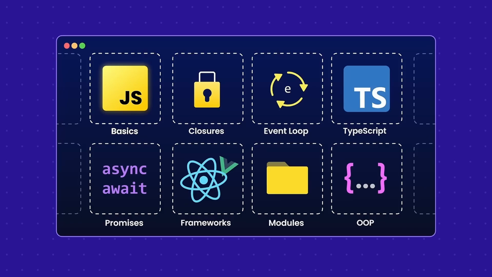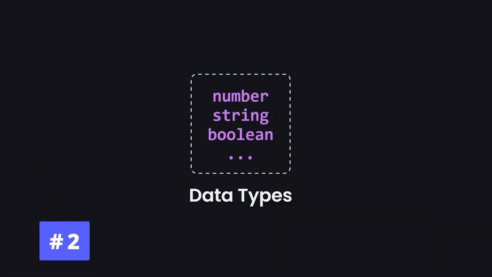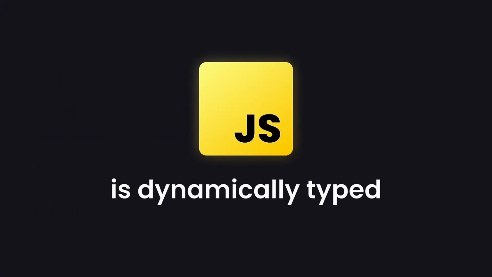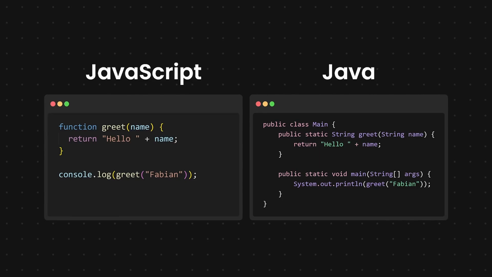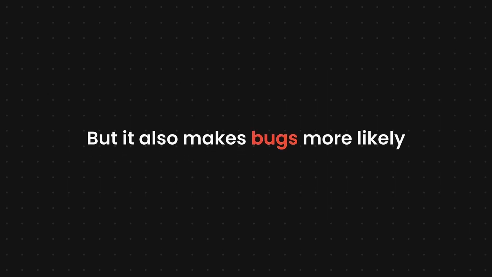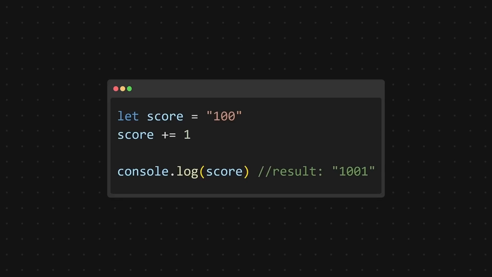Unique JavaScript concepts. And the first one would be how JavaScript handles data types. JavaScript is dynamically typed. That means you don't lock in a type up front. A variable can start as a number and later become a string. That makes JavaScript feel fast and flexible, because you can write code without a whole lot of setup. But it also makes bugs more likely. Sometimes a value isn't the type you expected, and you only notice once the code runs.